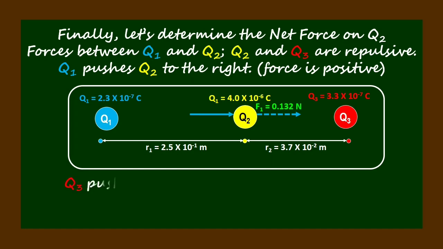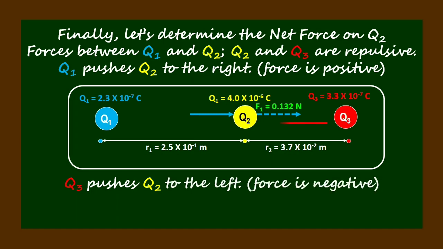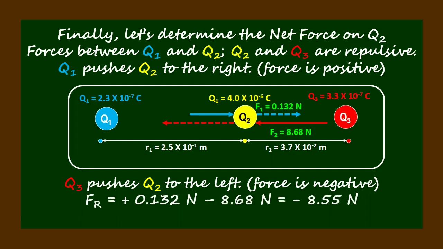And then Q sub 3 pushes Q sub 2 to the left direction by a negative force of magnitude 8.68 Newton. Since the forces are acting on opposite directions, then we have to subtract. Thus the net force F sub R equals 0.132 Newton minus 8.68 Newton is equal to -8.55 Newton. Therefore, the net force acting on Q sub 2 is 8.55 Newton to the left.